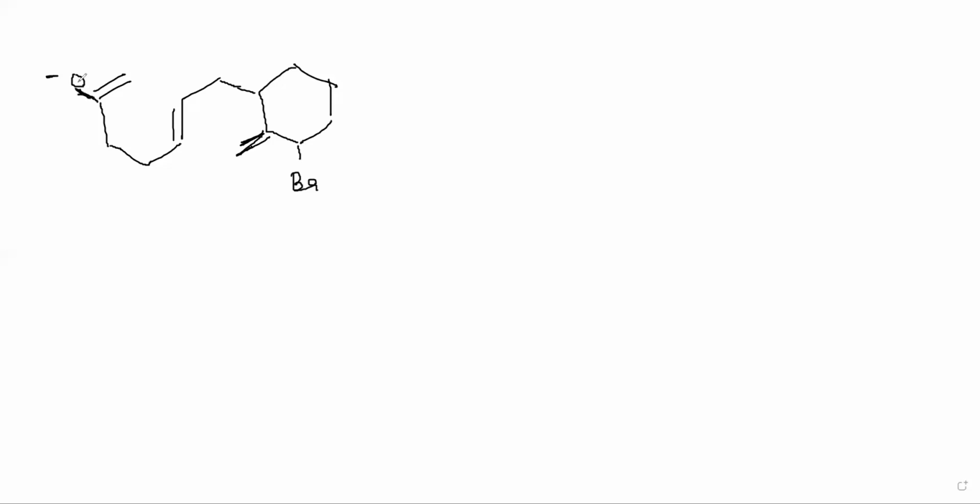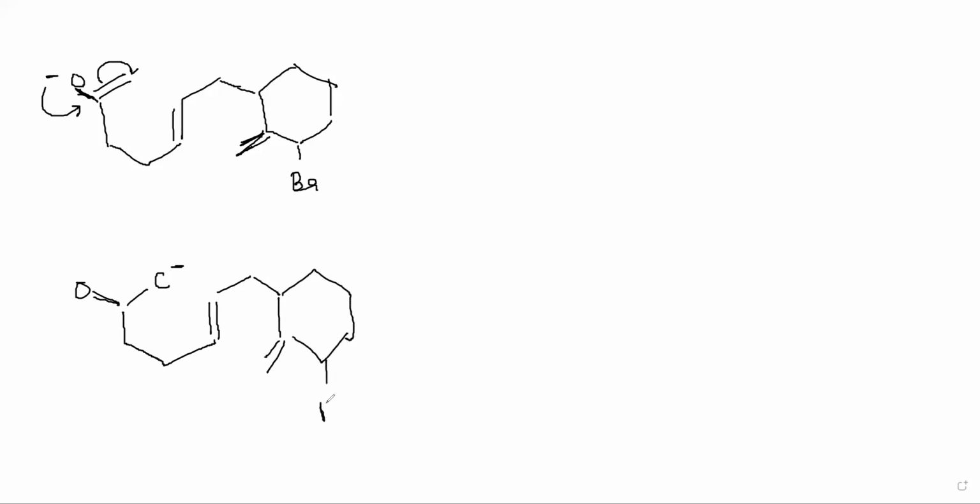So O minus is likely to form a double bond here. So this bond will come on the carbon, a single bond next. And from there, the carbon attached to the C minus attaches to the double bond, like this. It breaks that pi bond. So something like a chain reaction.